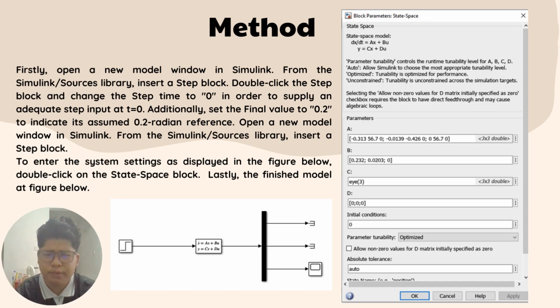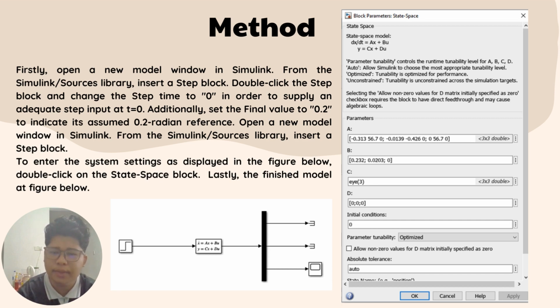Firstly, open a new model window in Simulink. From the Simulink source library, insert a step block. Double-click the step block and change the step time to 0 in order to supply an adequate step input at t equal to 0. Additionally, set the final value to 0.2 to indicate the assumed 0.2 radian reference.